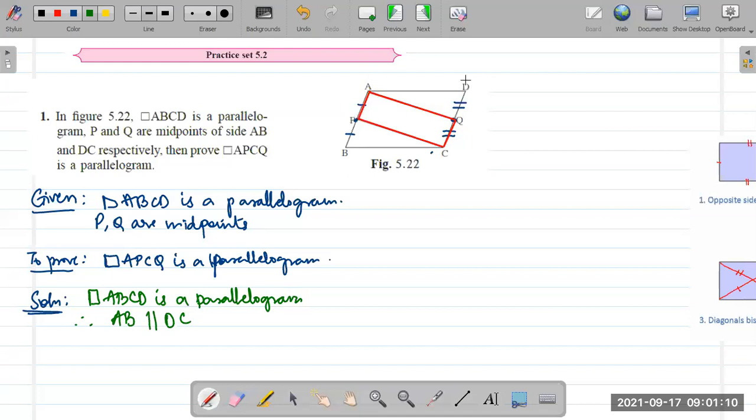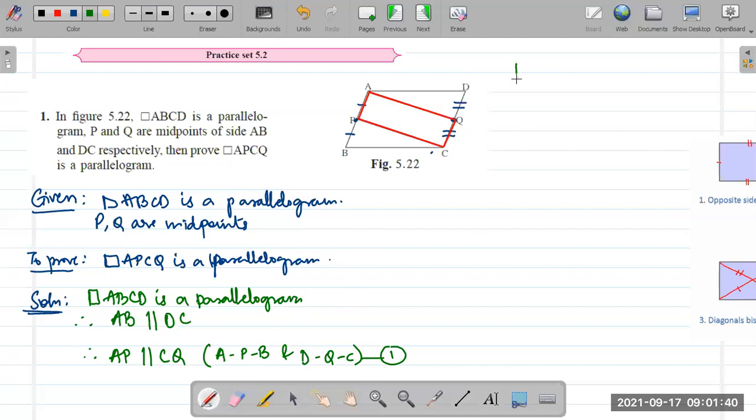Now, if AB is parallel to DC, can we say AP is parallel to CQ because they are parts? Therefore, AP is parallel to CQ. Why? Because A, P and B are points on one same line. Likewise, D, Q and C are points on one single line. So if two lines are parallel, then the parts are also parallel. We can label this as equation 1.